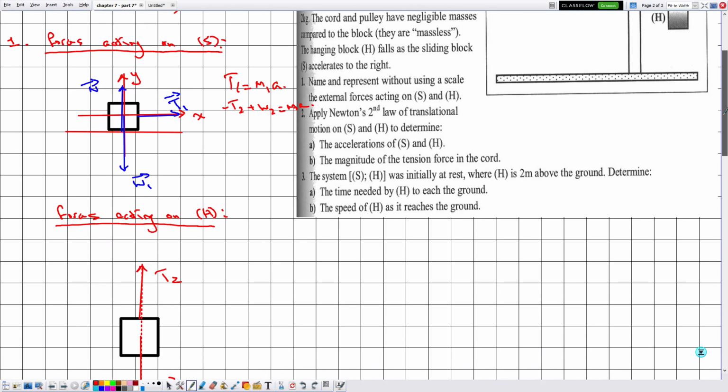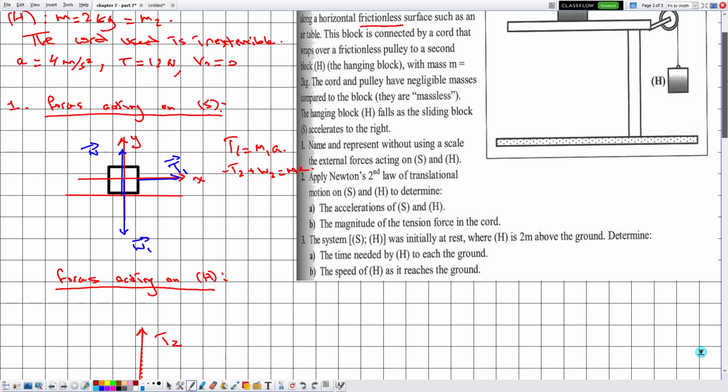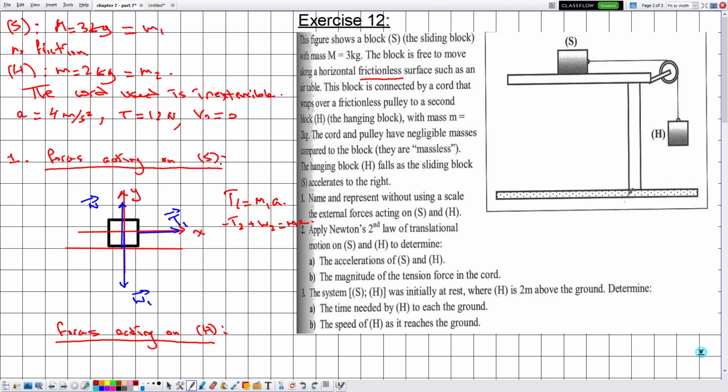Now the system was initially at rest, which means that the initial speed of the system is 0. They are talking about which speed, x-axis, y-axis? First of all, for each block, the motion occurs along one dimension, so no need to distinguish between dimensions, and they have the same speed because the system is connected by an inextensible cord. And here we have that h is 2 meters above the ground, so the distance separating the center of mass from the ground is 2 meters.